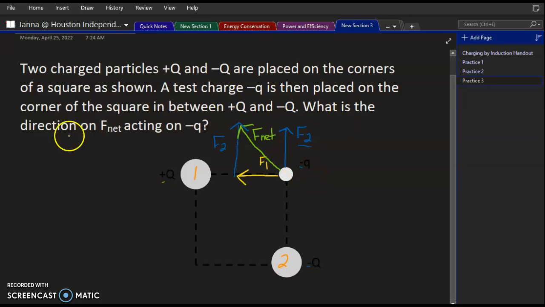All right, so on the test, this question could be on there, and I would have 4 different arrows going in different directions. You would need to choose which is the correct direction, and of course, for this, it would be choice C.